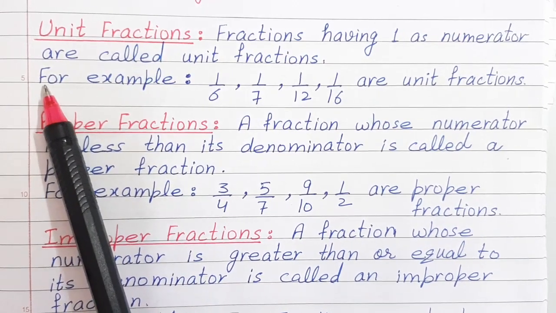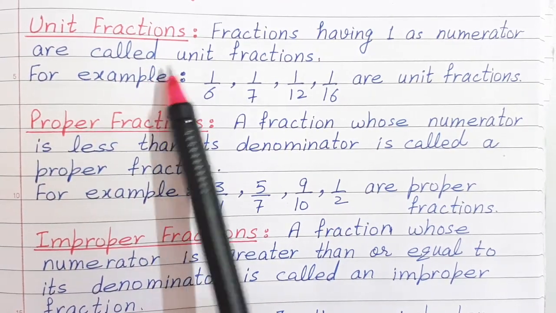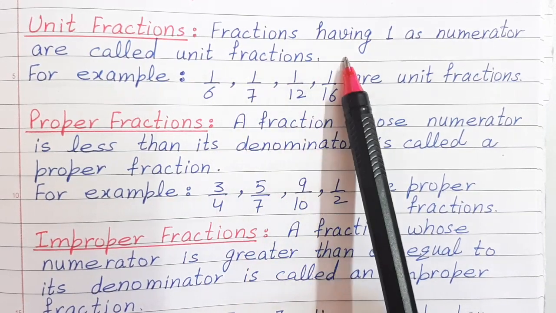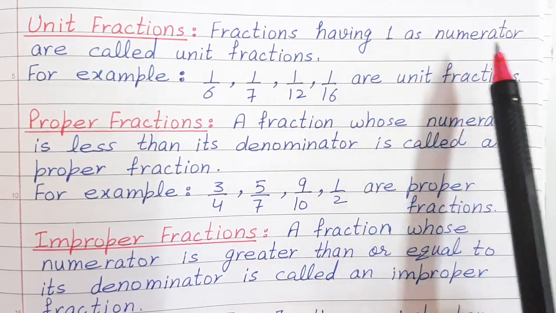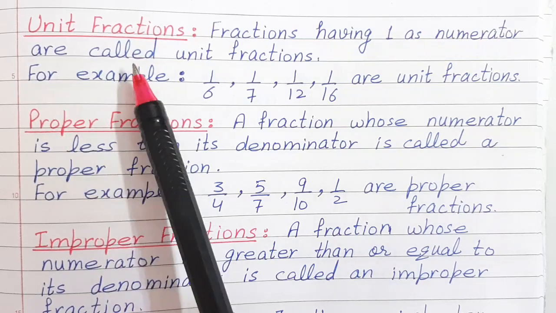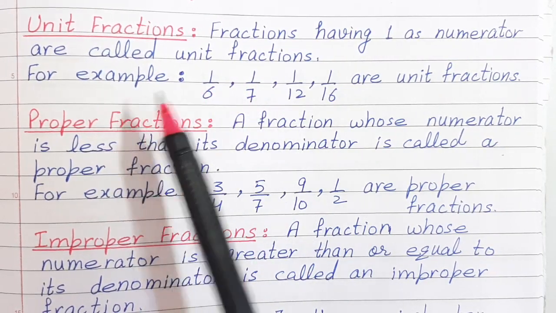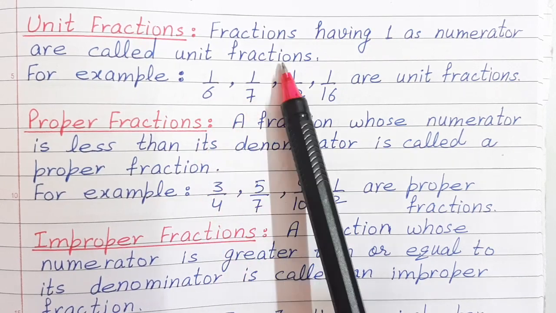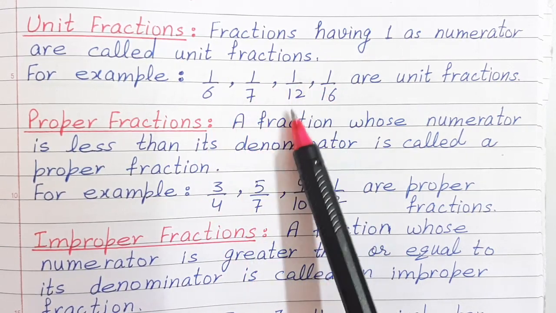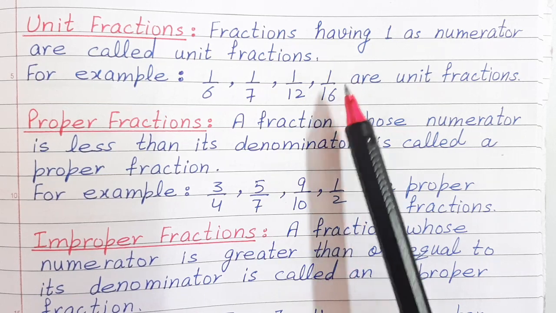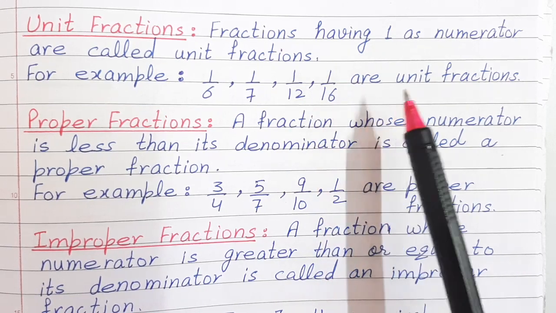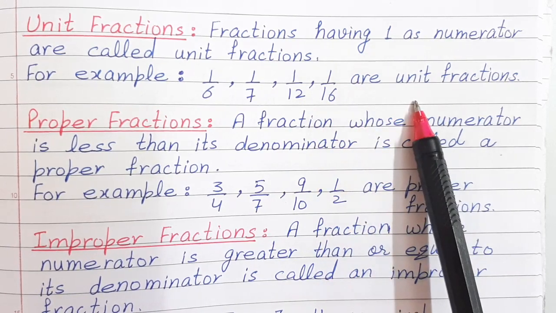Now the next is unit fractions. Fractions having 1 as numerator are called unit fractions. For example, 1 by 6, 1 by 7, 1 by 12, 1 by 16 are unit fractions. Clear?